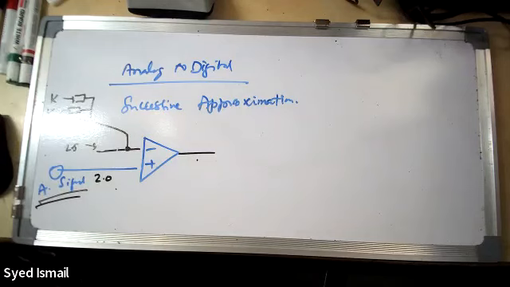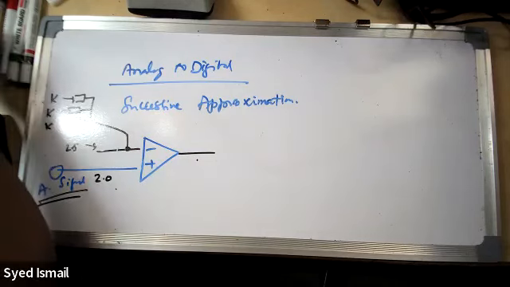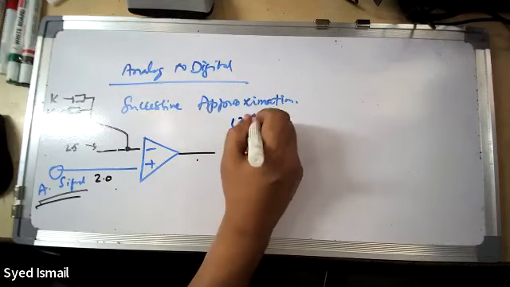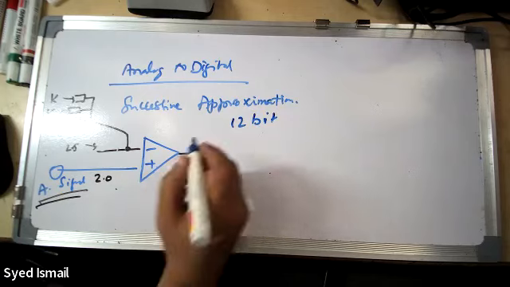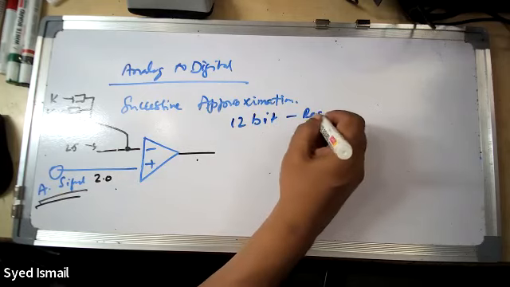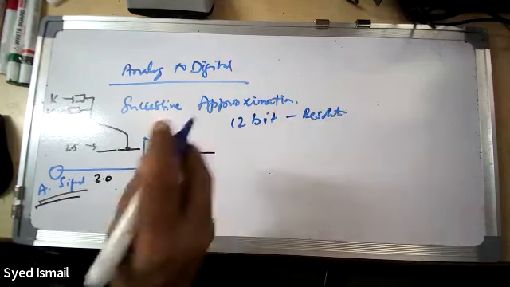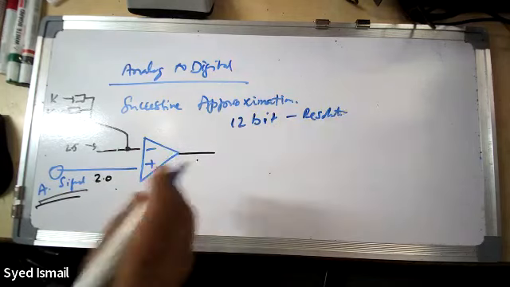What is 12 bit? Let me tell you at least, because you have to understand what is 12 bit. I told you the word 12 bit. 12 bit is, let's say, the resolution. Let's come back to accuracy and all. I will also explain how it is. So we're talking about successive approximation first, okay?